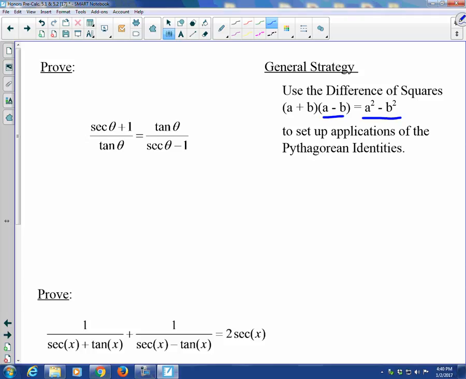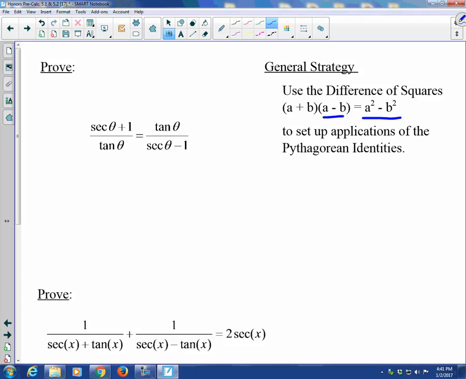So looking at our first example here, we've got secant theta plus 1 over tan theta equals tan theta over secant theta minus 1. Now really we could take either one of our two sides here. I'm going to take the left side. And right here what we're saying is, of course, secant theta and 1 are related in our Pythagorean identity, but that secant isn't squared, so we can't use it, right?